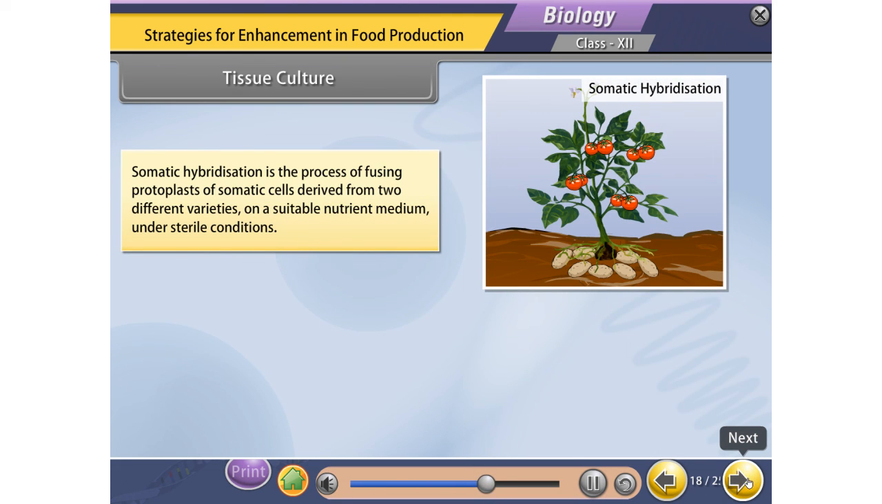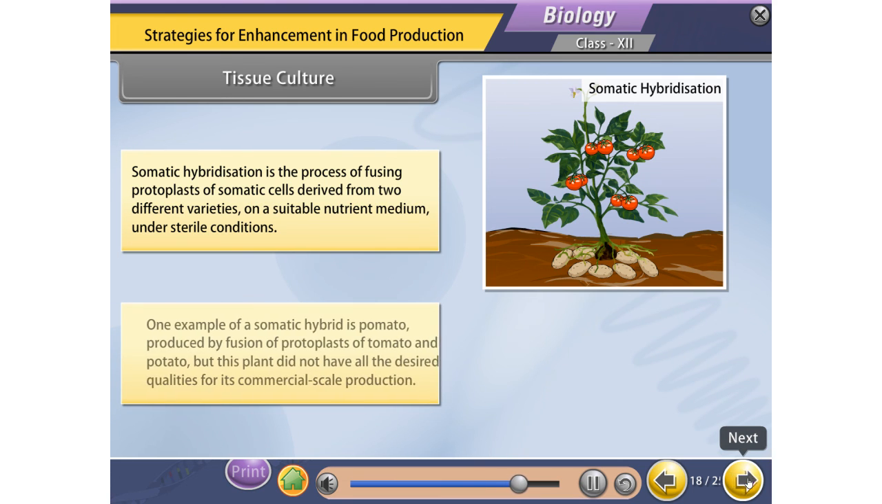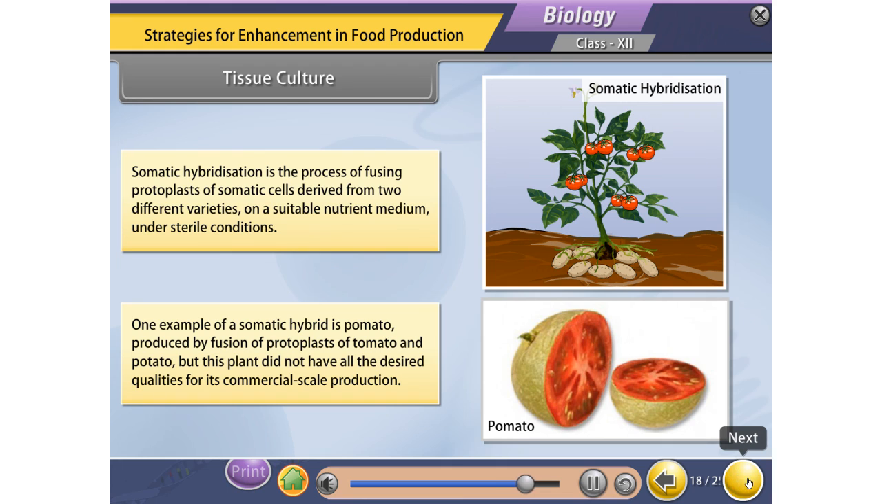Somatic hybridization is the process of fusing protoplasts of somatic cells derived from two different varieties on a suitable nutrient medium under sterile condition. One example of a somatic hybrid is pomato, produced by fusion of protoplasts of tomato and potato. But this plant did not have all the desired qualities for its commercial scale production.